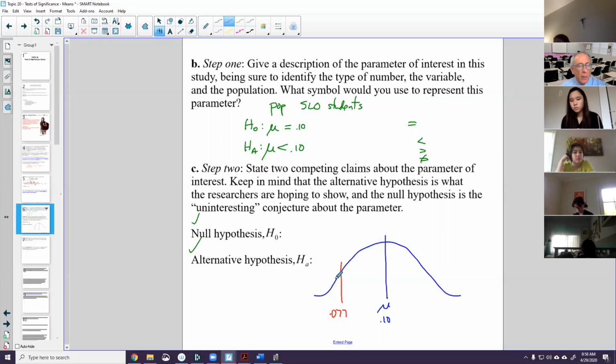So what I'm trying to find is, if the average is 0.10, what is the probability that I'm going to get 0.077 or less randomly? That's what I'm thinking. Okay, that makes sense. Does that make sense? Let's confirm it though. Let's go to the solutions manual and see.